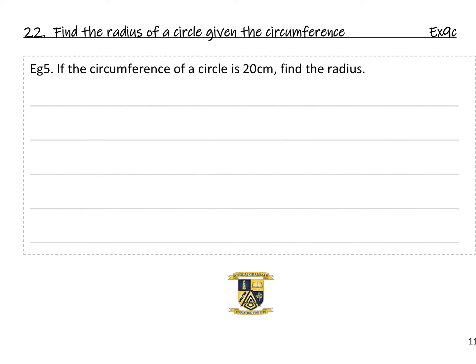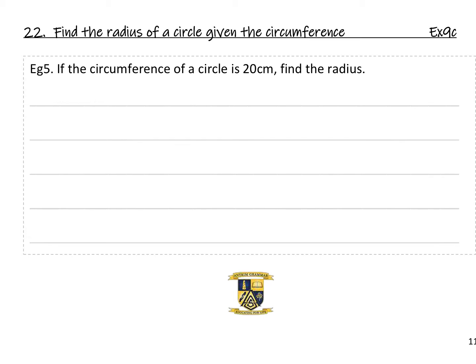Find the radius of a circle given the circumference. You don't need any new knowledge to answer this question, although it is a little bit harder. You can pause the video and give it a go. If the circumference of a circle is 20, find the radius.